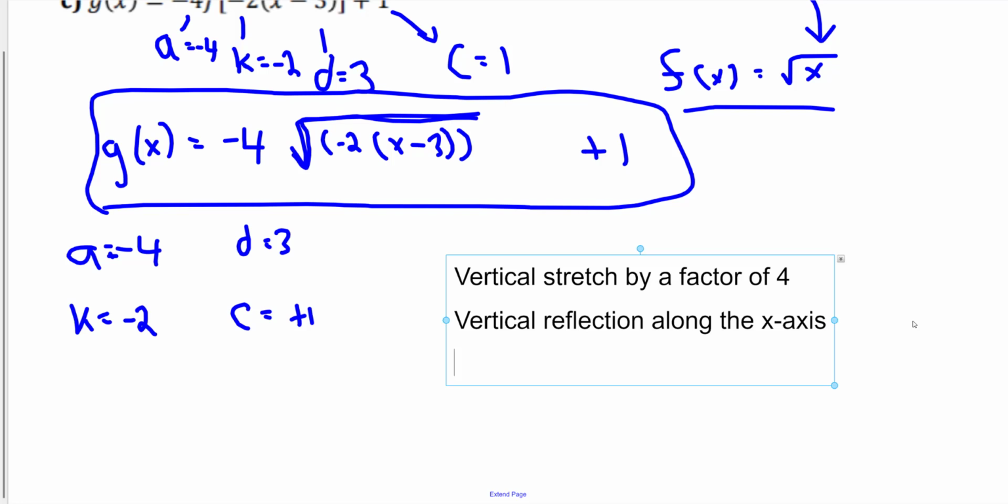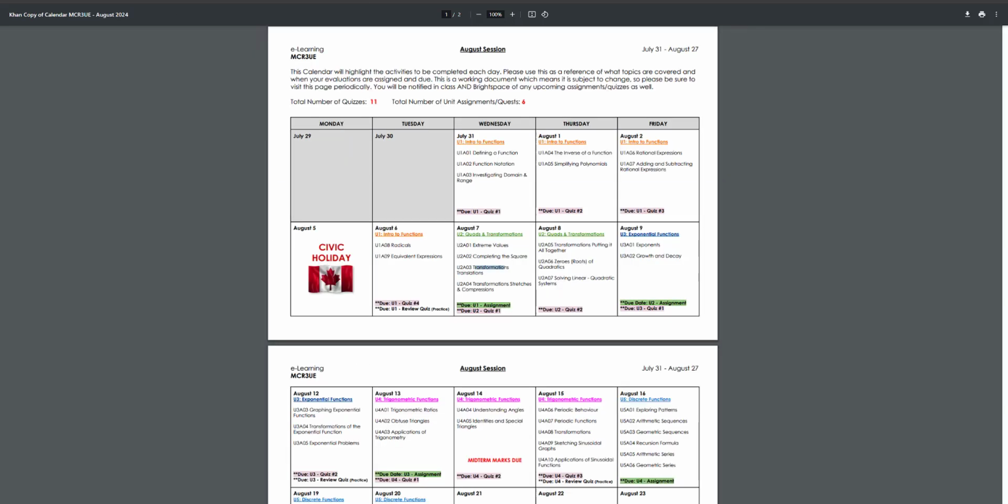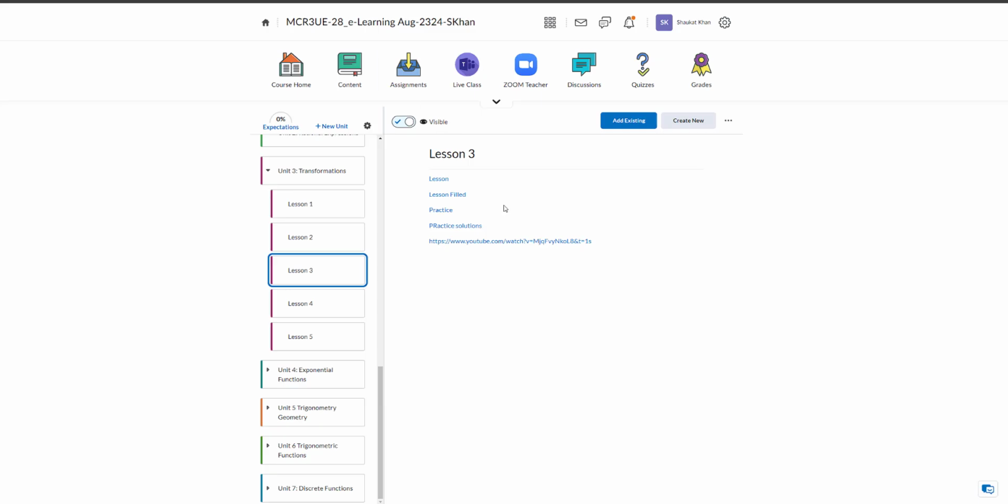Remember, k is horizontal, so horizontal. Now, is this a horizontal reflection or stretch? Sorry, I apologize. Is it horizontal stretch or compression? Well, k value is -2. If you go back to our notes... Oh, I deleted the notes. Sadness.